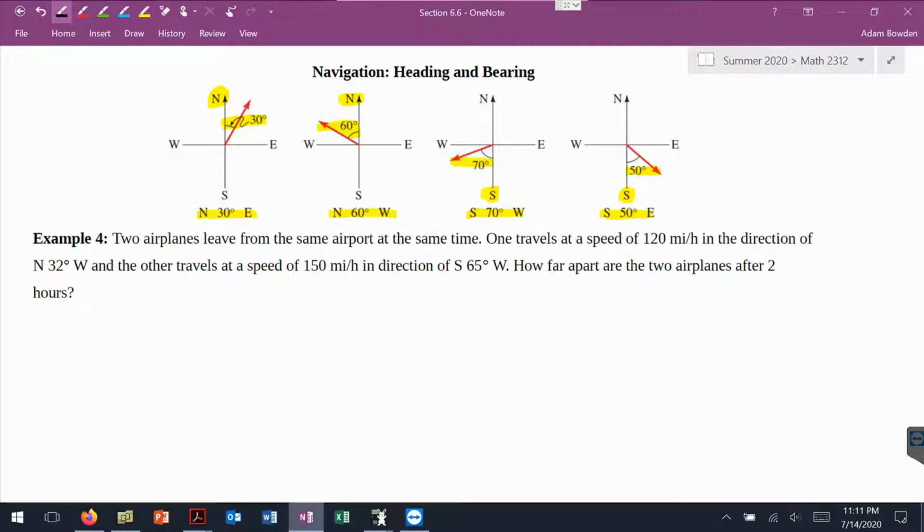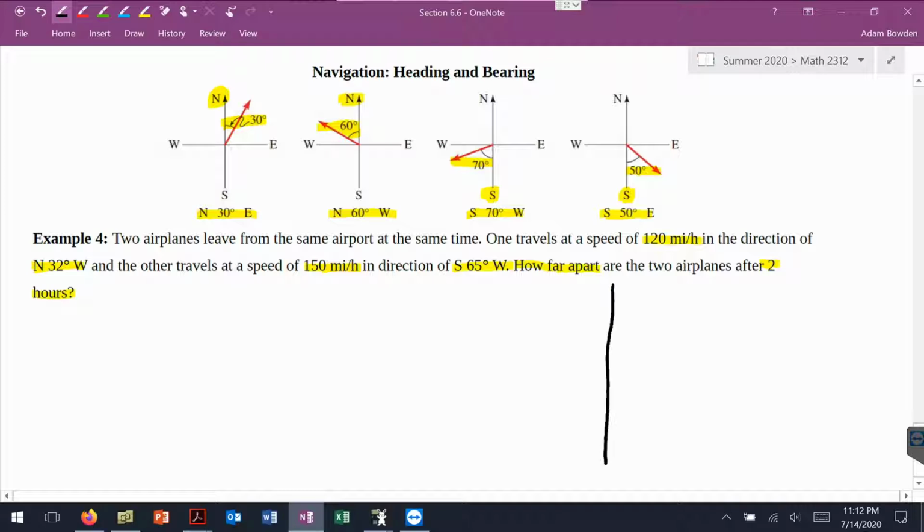Okay, so let's look at this one problem here. It says two airplanes leave at the same time. One is traveling at 120 miles per hour in the direction of north, 32 degrees west, and another is traveling at the speed of 150 miles an hour in the direction of south, 65 degrees west. And so we want to know how far apart are they after 2 hours.